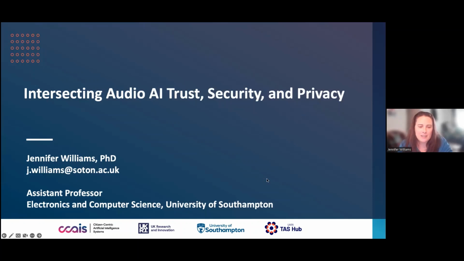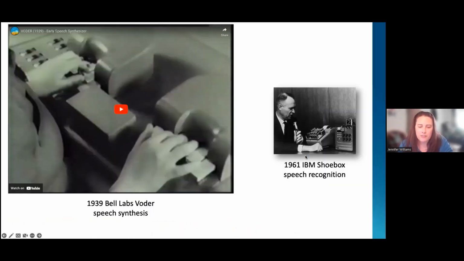I want to begin by playing a video for you of the very first speech synthesis system from, believe it or not, 1939. This is the Voder, created by Bell Labs and initially showcased in the World's Fair in 1939. So here is the first speech synthesis system.